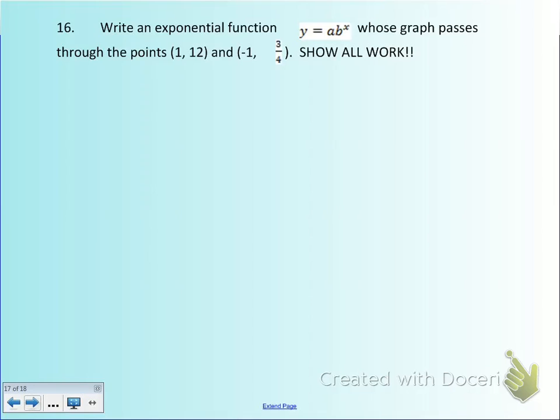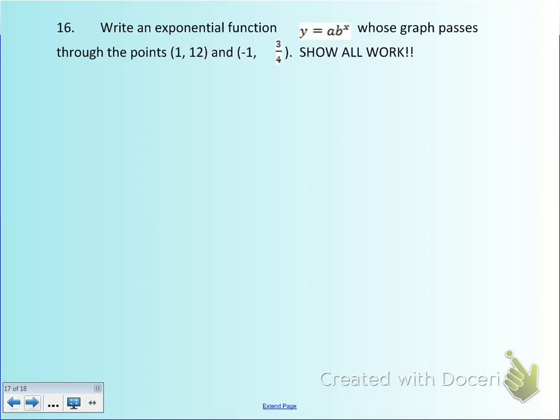Okay, 2 more problems, people, and then we will be finished with this. Okay, write an exponential function, y equals a times b to the x, whose graph passes through the points (1, 12) and (-1, 3/4). And show all your work. So I don't want you doing this one in your calculator. I want you to do this one by hand.